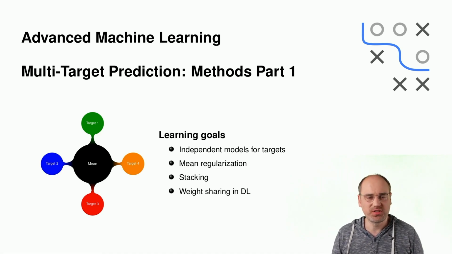So here we will study the first bunch of hopefully not too complicated algorithms for handling multi-target learning problems. In the first class of methods, one of the most naive and simplest forms of modeling you can envision for multi-target learning, we'll discuss the independent modeling of each individual target column. We'll talk about mean regularization, stacking, and weight sharing in deep learning.